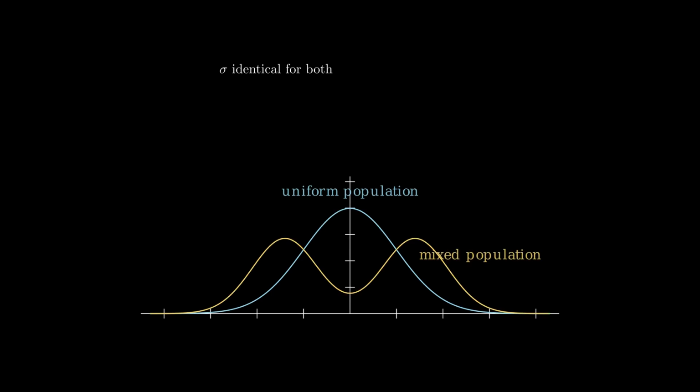It does not detect asymmetry, multimodality, or rare extreme events. Distinct patient populations can share the same spread while having fundamentally different clinical profiles.